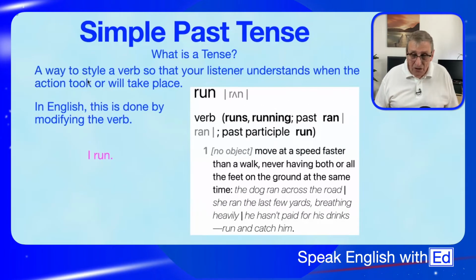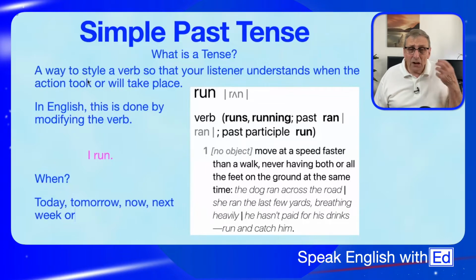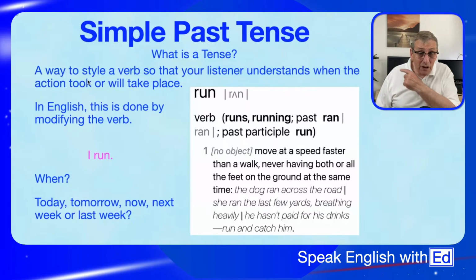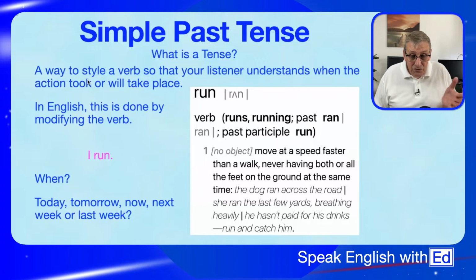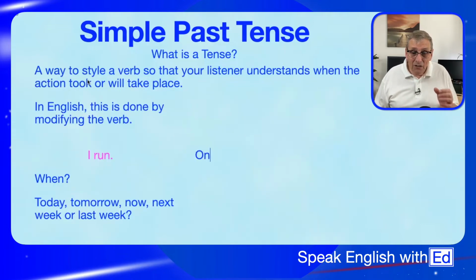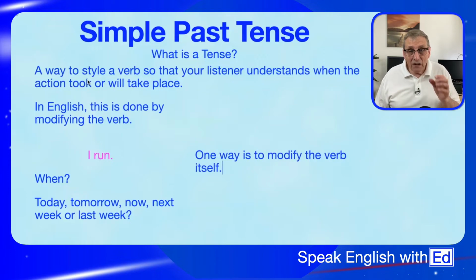But it doesn't tell us when it takes place, when the action that you want to talk about takes place. I don't know whether it's happening now, whether it's already happened, or whether it's going to happen in the future. I just don't know. It could be today, it could be tomorrow, it could be next week, it could be next Tuesday, it could be last Tuesday. I don't know, because it doesn't tell me. But there is a way for it to tell me, and that is by modifying the verb.